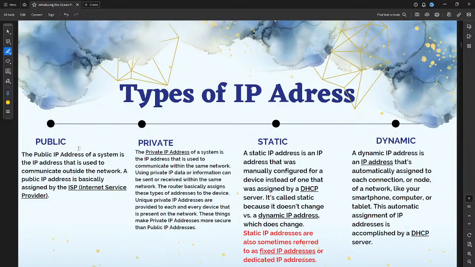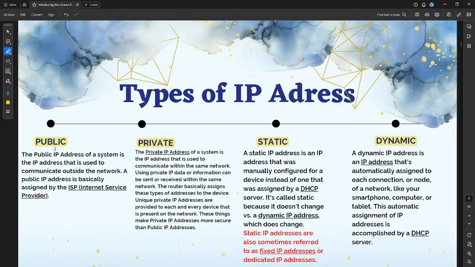Now we have different types of IP addresses. We've looked at an IP address. Now, what are the different types of IP address that we can have? We have public IP addresses, we have private, we have static, and we also have dynamic. Now, let's differentiate between these types of IP addresses. Just from a glance, you can already have a picture of what this would mean, but let's take a deeper look at them.